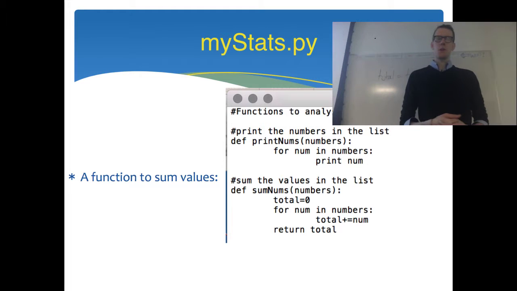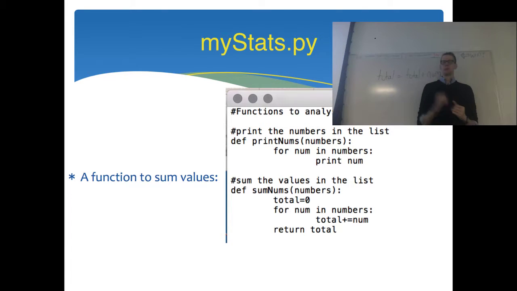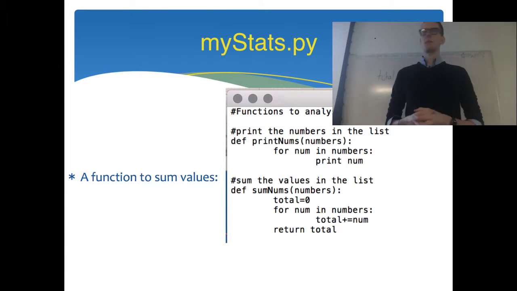And the final thing I want my sumNums function to do is return that total. Remember, the return keyword means this is the output from my function. So the sumNums function has one input, a list of numbers, and one output, which is the total. And it's going to add them all up. Everyone see how that calculates the sum of a list of numbers? Awesome.